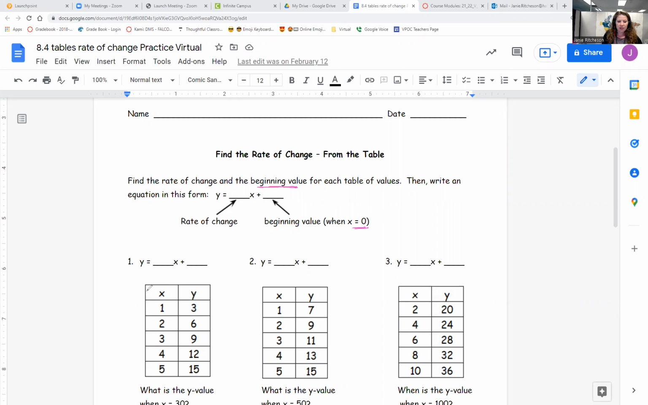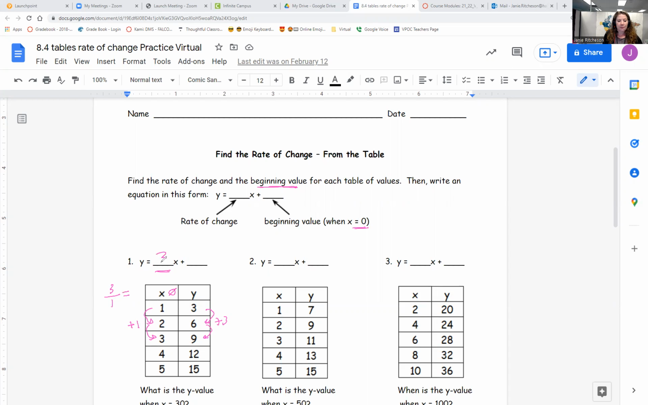Okay, so let's go to this first table right here. Well, they don't give us that information. They don't tell us what y is when x is 0, right? So we're going to have to figure that out. The first thing we're going to do is find the slope by finding the change in y over the change in x. Well, y is increasing by 3 and x is increasing by 1. So we're going to write the change in y over the change in x, and I can simplify that to 3.